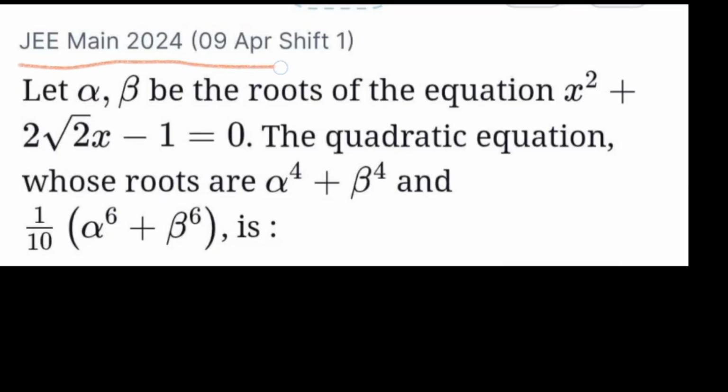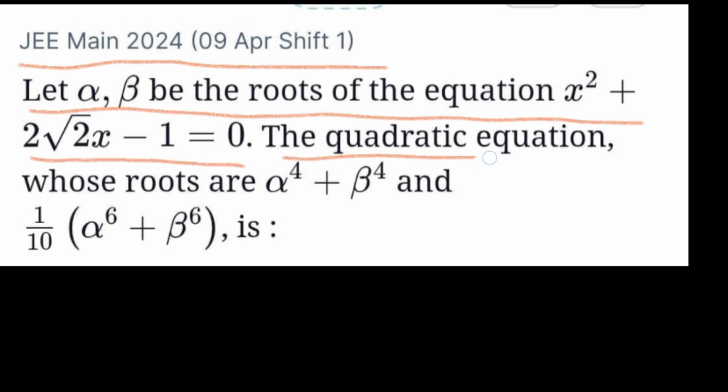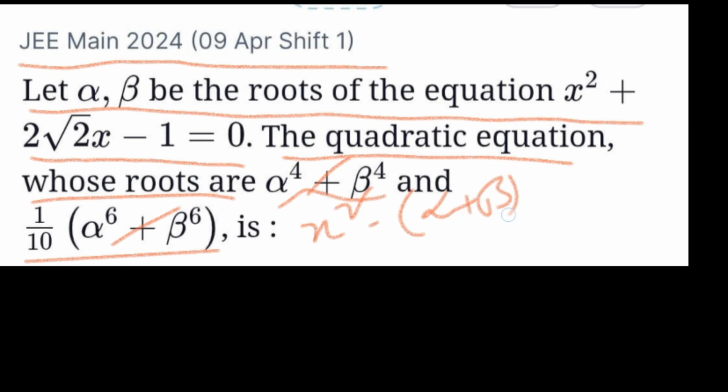JEE Mains 2024, one more bit. Let alpha, beta be roots of the equation x square plus 2 root 2x minus 1 is equal to 0. Find the quadratic equation whose roots are alpha power 4 plus beta power 4 and 1 by 10 alpha power 6 plus beta power 6. This is one root, this is one root. Now we know the formula, x square minus sum of the roots into x plus product of roots is equal to 0. So this is the one question.